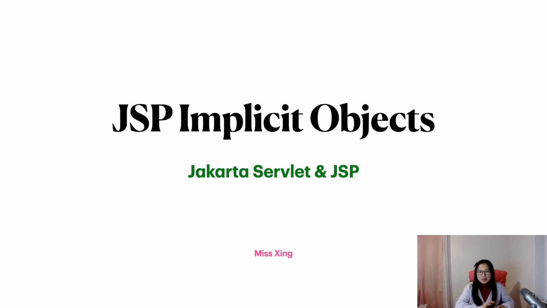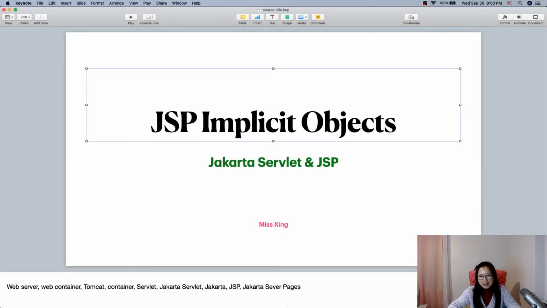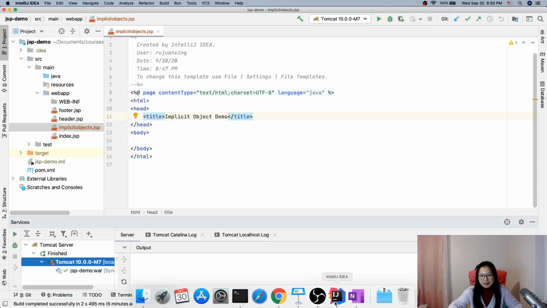Okay, so this topic is talking about implicit objects. So what are they? They are actually predefined variables which you can use directly inside your JSP files. Let me show you one example, and then I will tell you what they are.